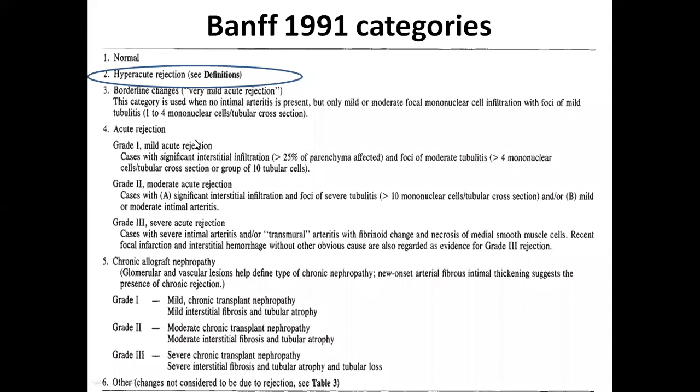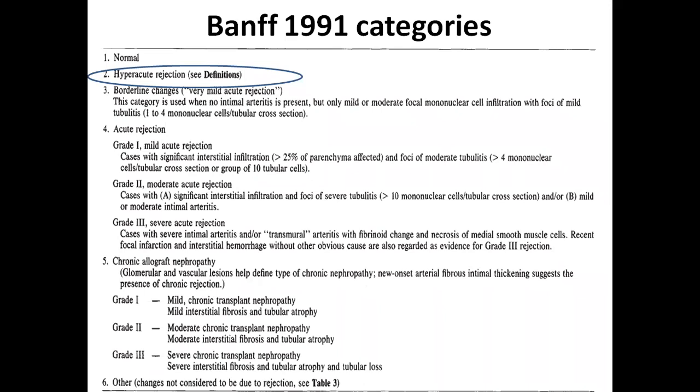We say grade 1 as grade 1A or 1B. When we say 1A, that means the interstitial inflammation is more than 25%. Along with that, there is mild to moderate tubulitis. And in grade 1B, we say the interstitial inflammation is more than 25%. It is not based on the amount of interstitial inflammation. It is based on the severity of tubulitis. So if you find severe tubulitis, it becomes 1B.